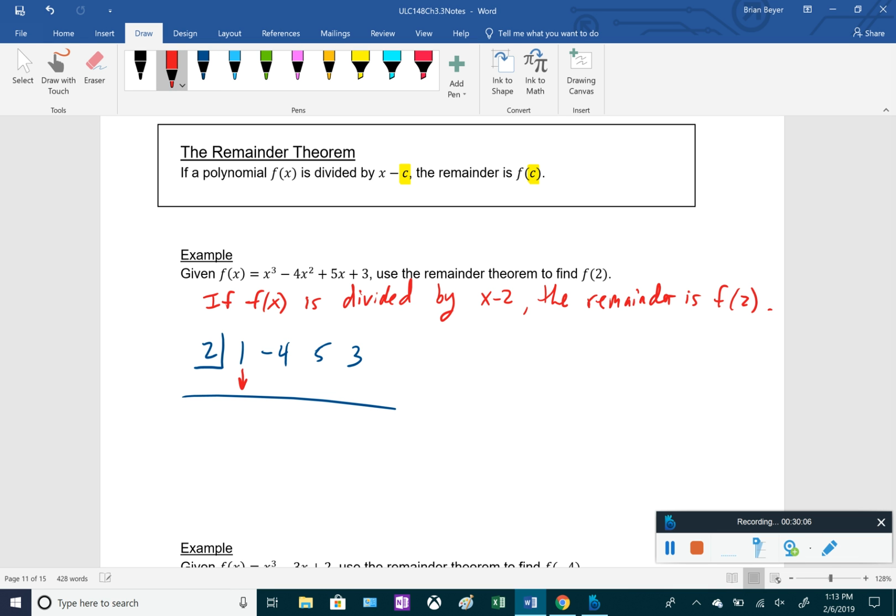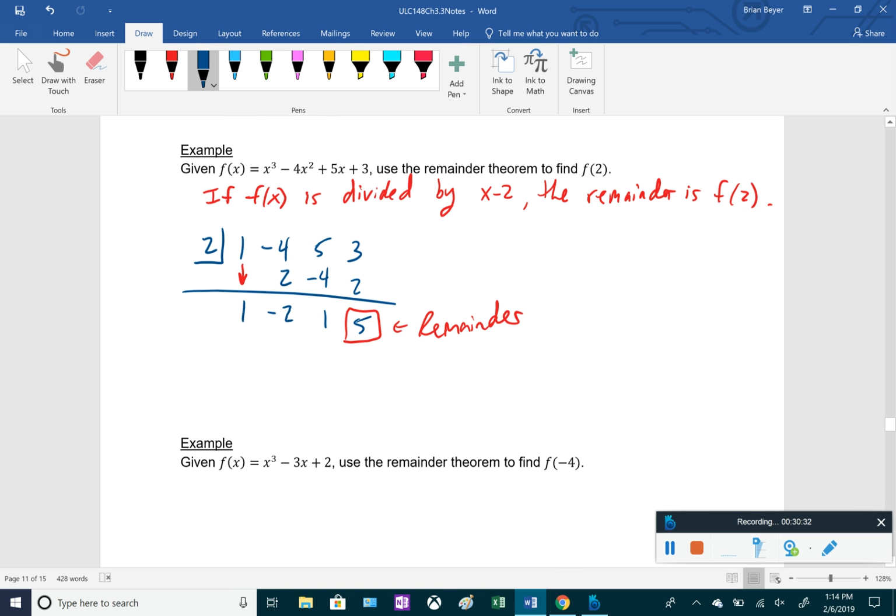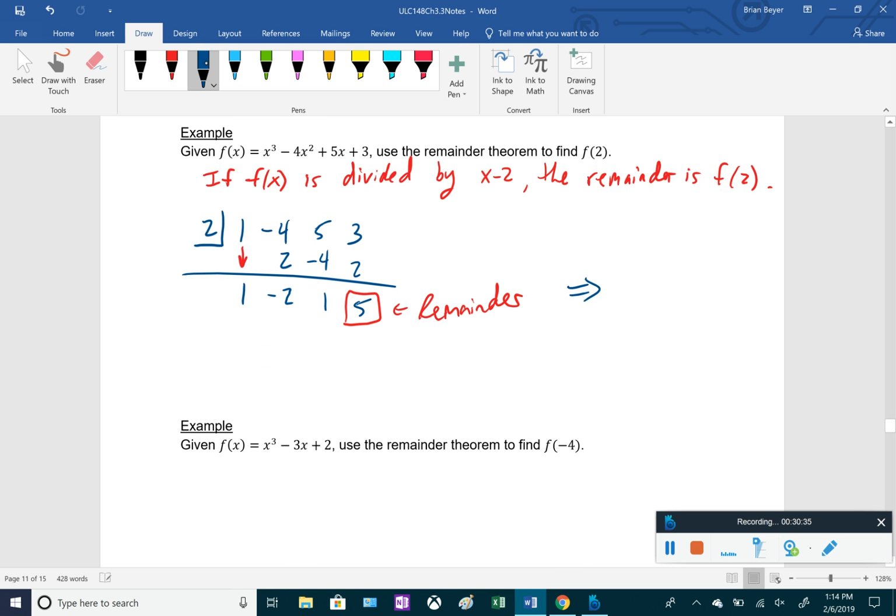And we do exactly what we just did, and our answer is going to be the remainder. So bring down the 1, 2 times 1, 2, add down the column, -2. 2 times -2, -4, add down the column, 1. 2 times 1, 2, add down the column, 5. So here is our remainder. So what that means is, based on the remainder theorem, f of 2 equals 5.